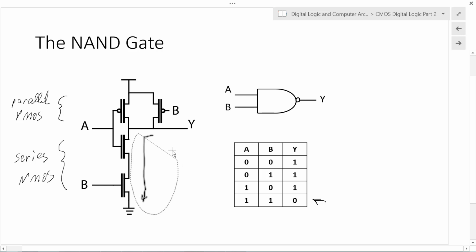For the PMOS network, we have a connection from Y to logic 1. This is going to occur when either A is equal to 0 or B is equal to 0. So A is going to be equal to 0 or B is going to be equal to 0. So that will cover these three entries here. And we'll have a connection from Y to logic 1.